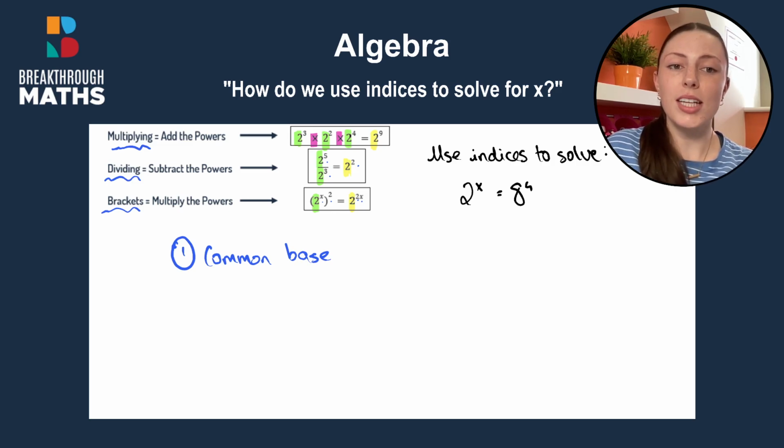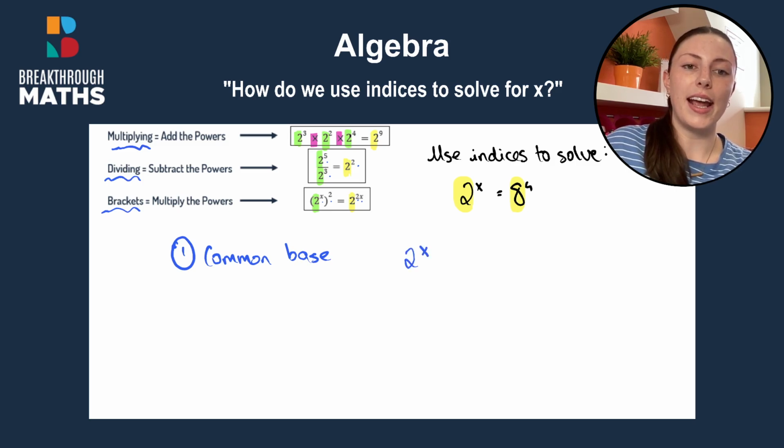We're asked to use indices to solve 2 to the power of x is equal to 8 to the power of 4. So, first of all, we notice that we do not have a common base. We have 2 and we have 8. So we need to fix that if we want to use indices to solve here. So we can bring 8 to a power of 2 to the power of 3. So we'll convert 8 to 2 to the power of 3 and put that to the power of 4.